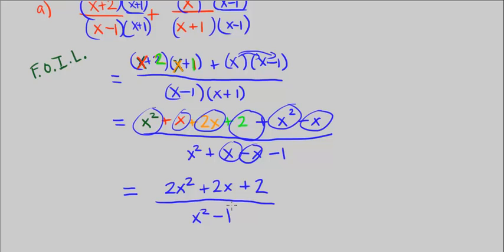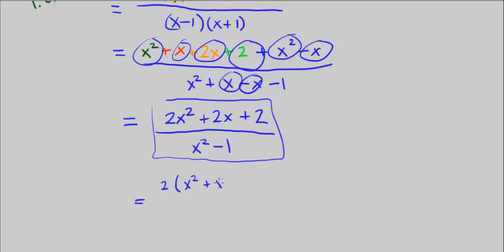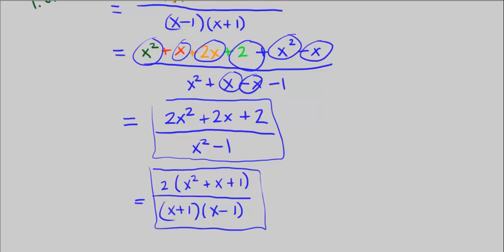So you can factor these out, or you can leave them like this. If you want to leave it like that, it's fine. Otherwise, we can factor. I can factor 2 from the numerator. That's going to leave me with x squared plus x plus 1. And in the denominator, I see that that's the difference of two squares. That's x plus 1 times x minus 1, because this is really 1 squared, or just 1. Either one of these is going to be acceptable, and that's part A.